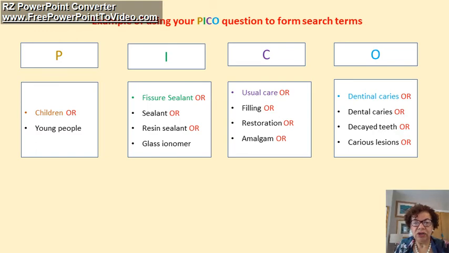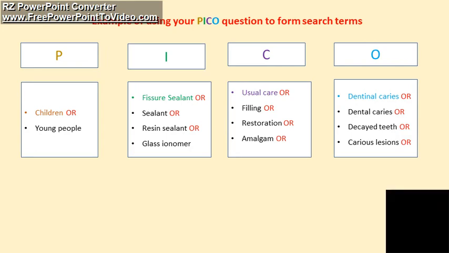Similarly, for the intervention, we stated fissure sealant. You will add papers to your search if you also include other terms for fissure sealant, like just the word sealant on its own, or resin sealant, or glass ionomer. So each time you add a search term, you will add papers to your search. As you can see, I've added other search terms by using the joining word or for the comparator treatment and for the outcome.